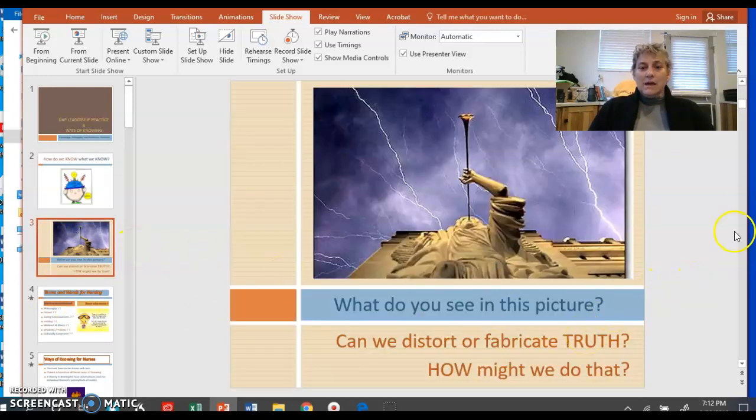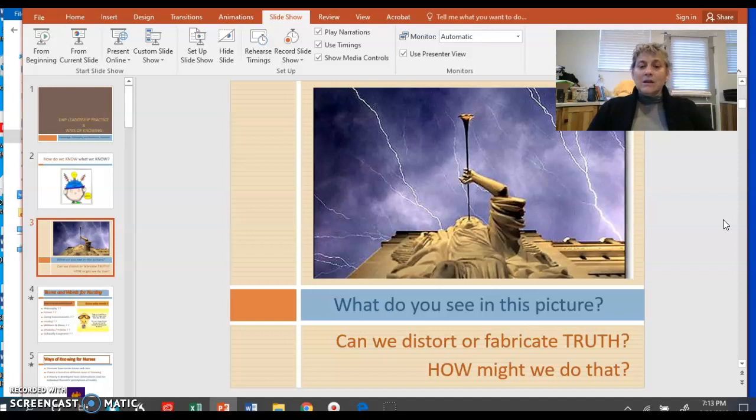So here I have a slide that if you look at this picture, I want you to think for a moment, what do you see in this picture? And as we look at this, can we distort or fabricate truth? So the initial view of this is that potentially this might be laying flat, but as we look at it a little bit more carefully, we can see that it's the edifice of a building and that there is some kind of statue work in front of that building. And is the statue work attached to the facade of the building, or is it freestanding and we just see the building behind? The other thing is we see some lightning in the sky, and we might want to find out a little bit about what that is related to what we're seeing.